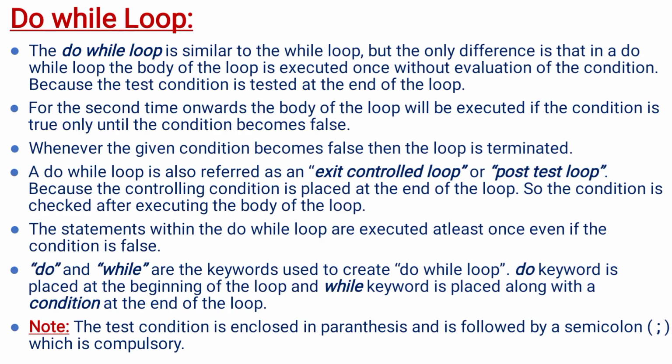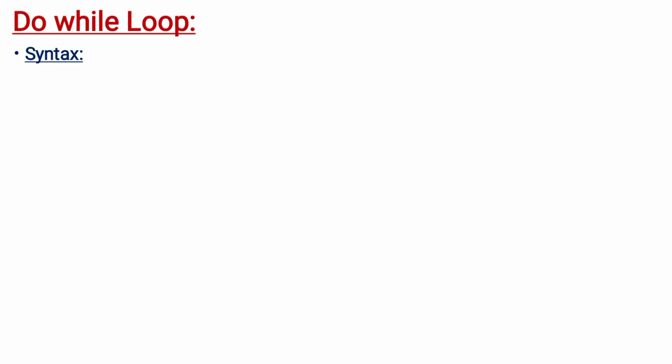See, at the end of the loop, we have to provide while keyword along with a condition. That test condition should be written inside parenthesis symbols, and after writing the condition, we need to write a semicolon. Here, this symbol is called as semicolon. That symbol has to be placed after writing the condition, that is compulsory. Okay, so this is the note we have to remember while writing the do while loop in our program. Next we will see the syntax for do while loop.